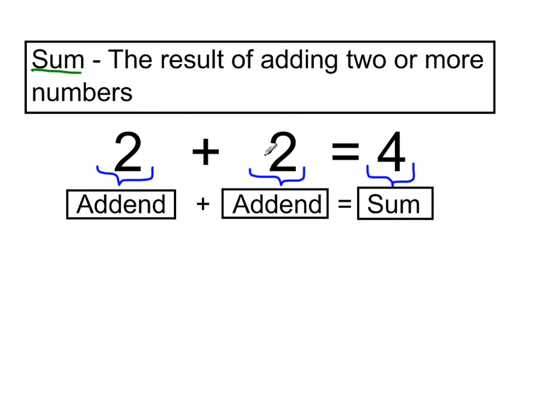So what I have below here is an example. 2 plus 2 is 4, which we've all heard over and over. What we may not have known about is these extra little vocab words. The pieces that we add, we call them an add-in. Those are the pieces we add.